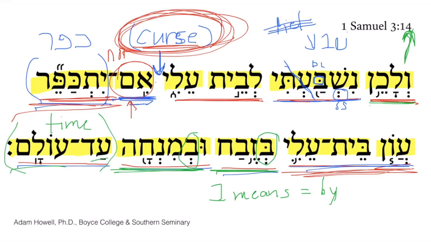So again, the whole translation to wrap up the day, we have: and therefore, I swear to the house of Eli, the iniquity of the house of Eli will not be atoned for by sacrifice or by offering forever.